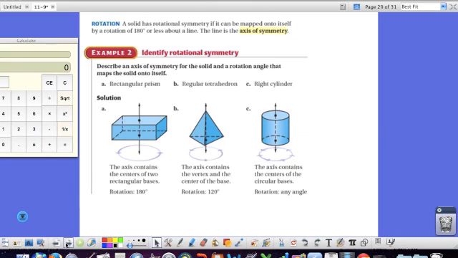For a rotation, a solid has rotational symmetry if it can be mapped onto itself by a rotation of 180 degrees or less about a line. The line is the axis of symmetry.